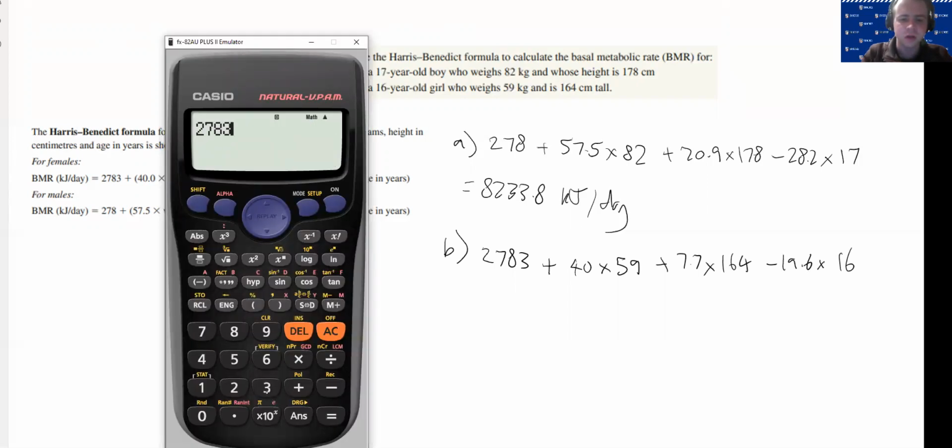Okay, so there's slightly different weighting adjusted to each of the factors between males and females. Again, this would have just matched the data that they would have measured when they were coming up with this model. So 19.6 times 16. You just got to make sure you pop it in your calculator correctly.